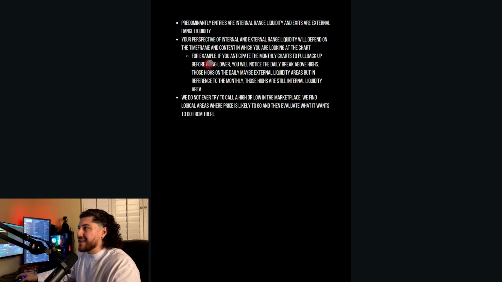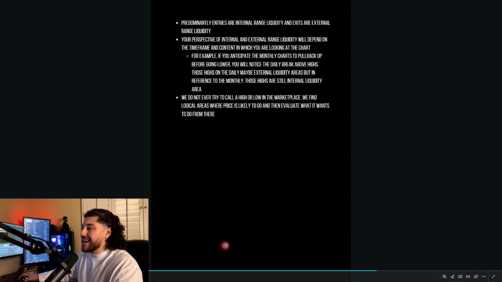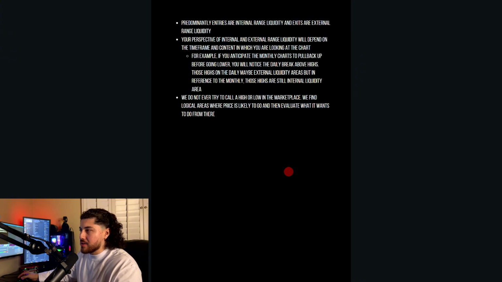Also, your perspective of internal and external range liquidity will depend on the time frame that you're looking at. Like I give here in the example, if price is bearish on the monthly time frame, we anticipate price to pull back, make a lower high, and then move on lower. Well, as it pulls back, if we go down to the daily time frame, maybe even the 4-hour time frame, we may see those ranges where price is breaking. Now, although it is breaking those ranges, you will say, well, since it's breaking a range, it has to be breaking external liquidity or seeking external liquidity, which will be true relative to that time frame.